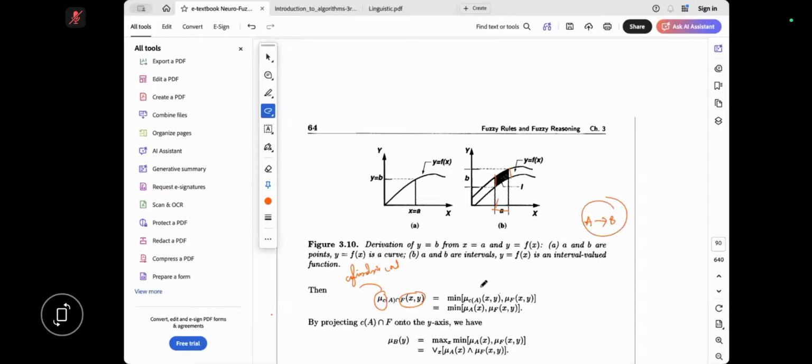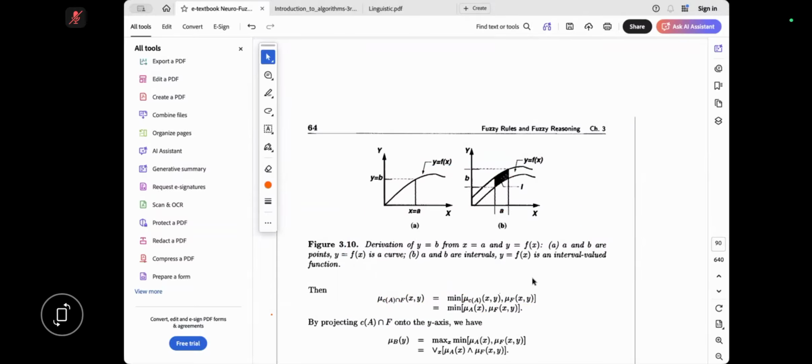Then how will I calculate? I'll calculate using the formula: minimum of the cylindrical extension of A and the relation. Why am I writing minimum? As I am calculating the intersection, the common part between them, intersection is denoted by the min value. So I can calculate the min value. Again, this mu c of x, the cylindrical extension, is nothing but mu A of x. So I am finding the minimum between these two. Are you getting it? Hello?